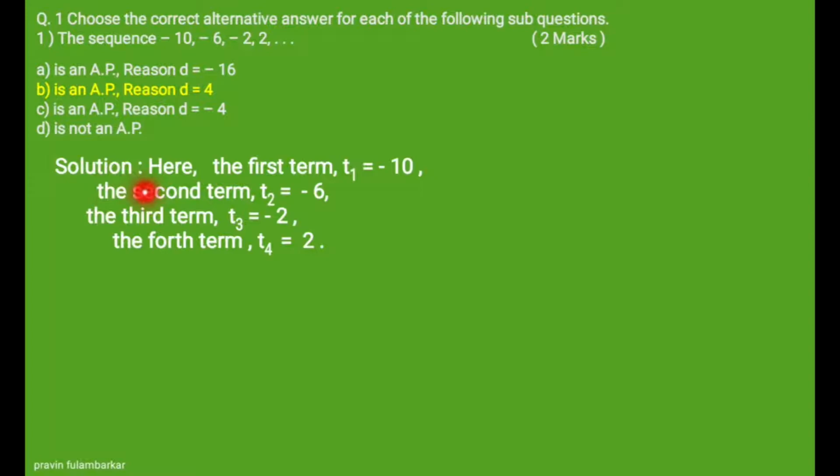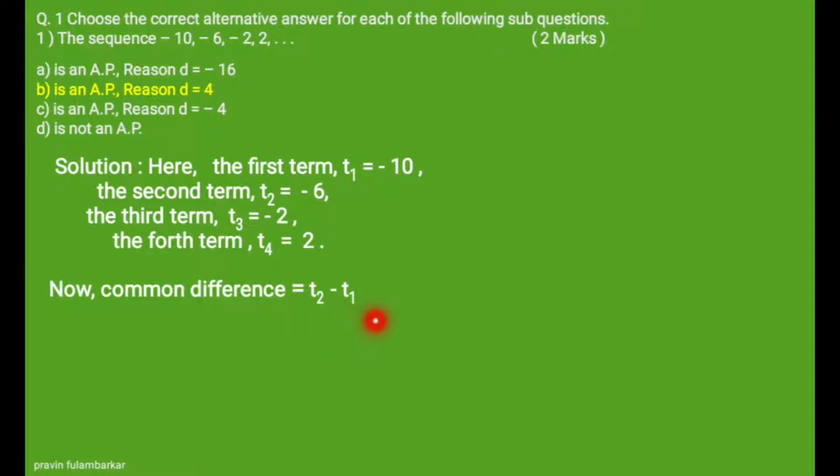See here in the solution we write first term, second term, third term, fourth term. So -10 is the first term, -6 is the second term, -2 is the third term and +2 is the fourth term. Now we have to find whether the given sequence is an arithmetic progression or not. With the help of these options we find d. We use the formula d equals Tn+1 minus Tn. Tn+1 means the next term.